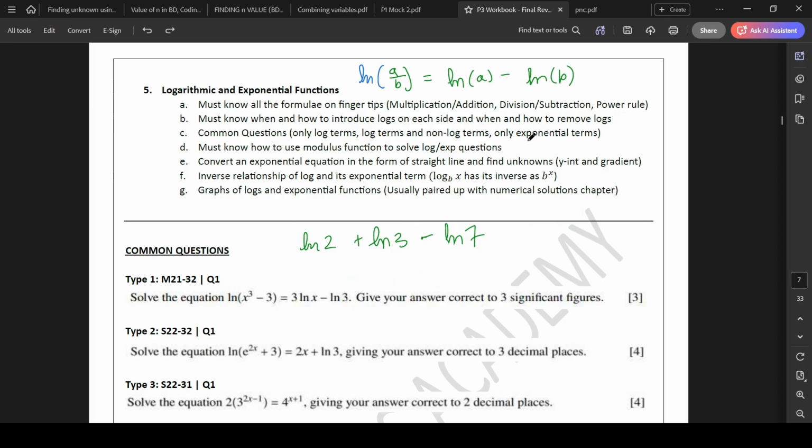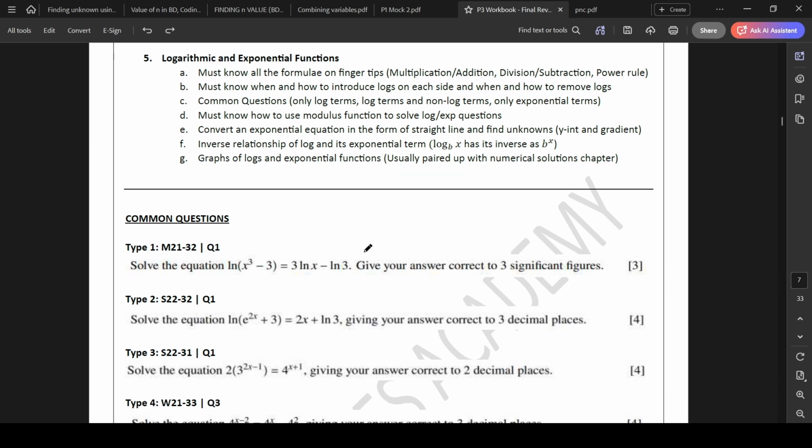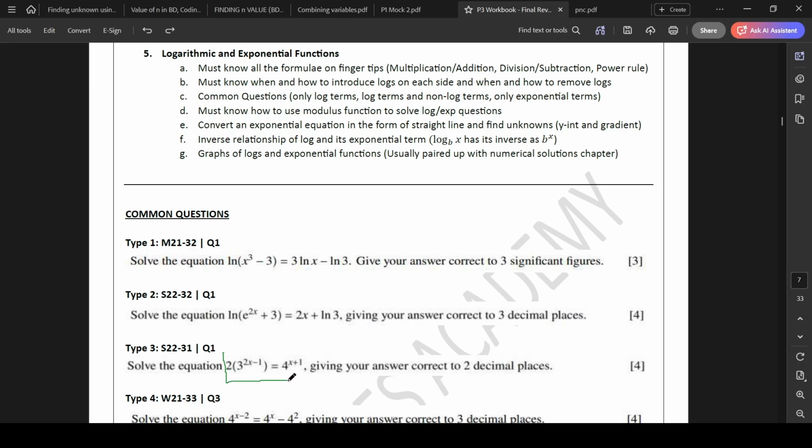Then of course I am sure that you're aware about the power rule. The second thing that you must have on your fingertips is you must know when and how to introduce logs on each side and when and how to remove the logs. So let's say you're having an equation like this. Over here, whenever your variable is on the power and you are trying to solve for that particular variable, what is the answer for this x? So you need to bring that x down.